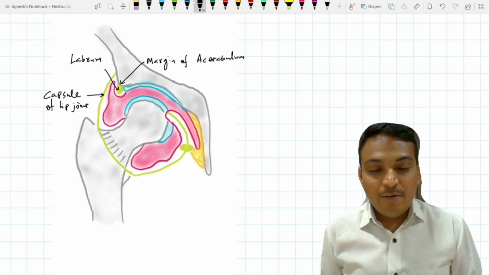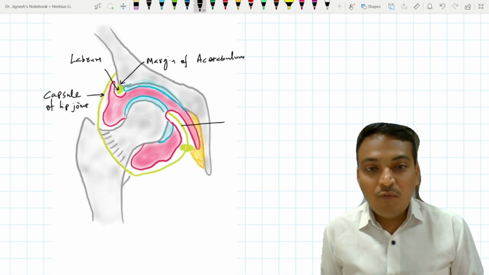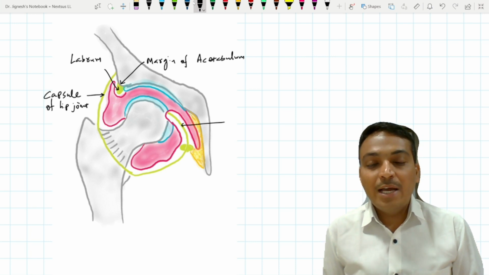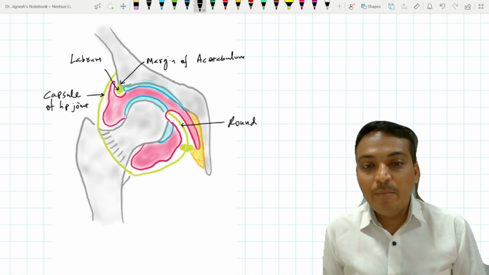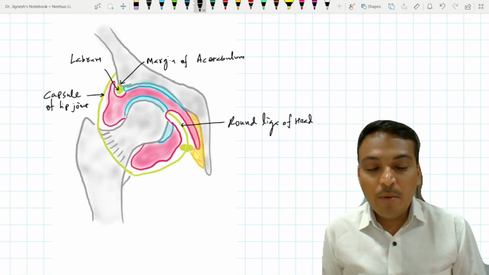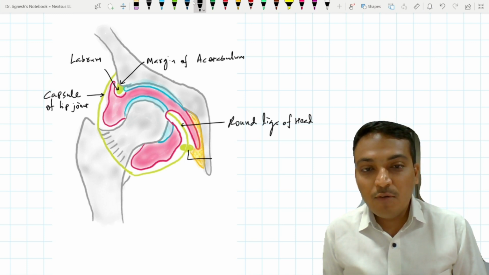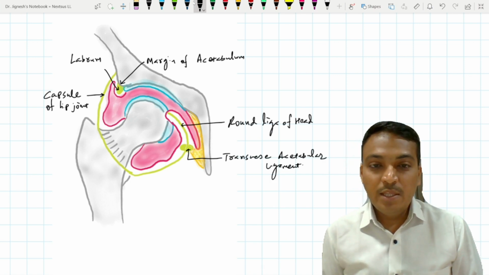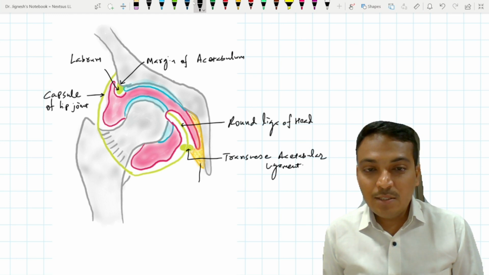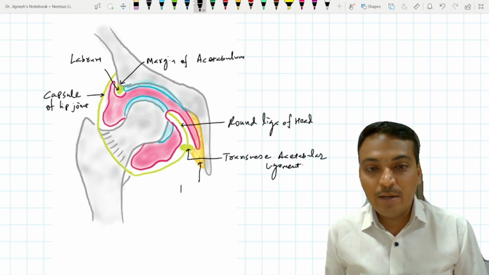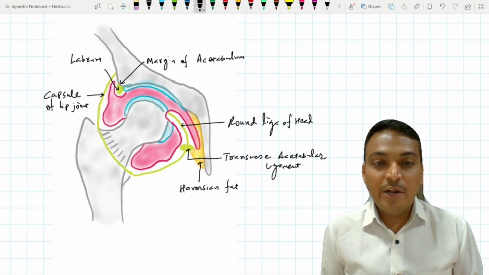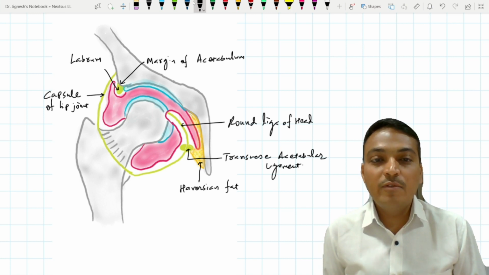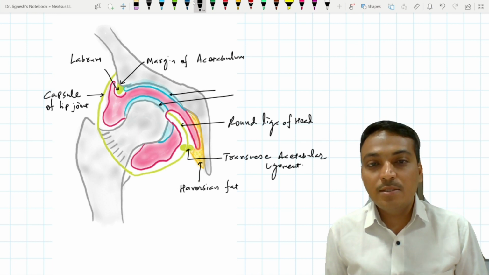Now here in this figure we can appreciate this ligament, which is attached to the fovea of the head of the femur, and that is called the round ligament of the head of the femur. And at the lower part of the acetabular margin, this thickened band of ligament is the transverse acetabular ligament. In this figure, within this acetabular fossa, this yellowish colored structure is the Haversian fat. And both the articular surfaces of the hip joint are covered with articular cartilages. So here in this figure, these bluish structures are the articular cartilages.